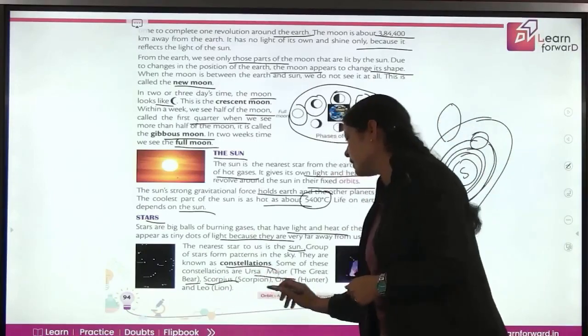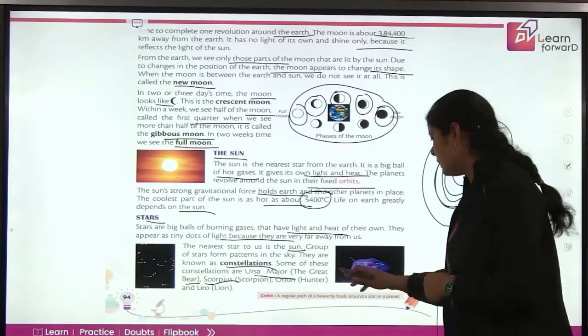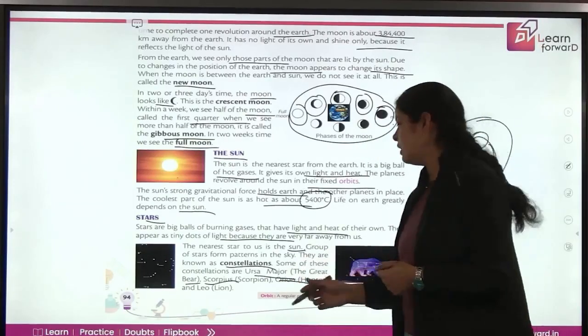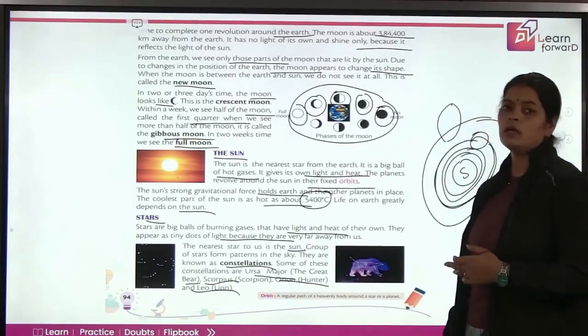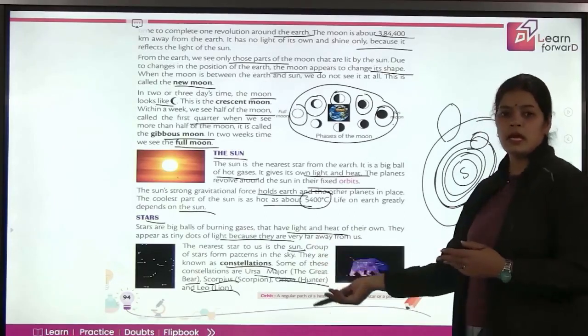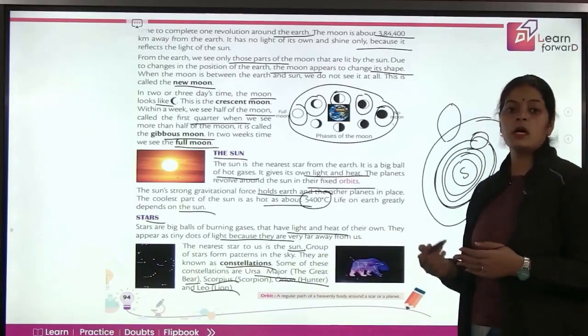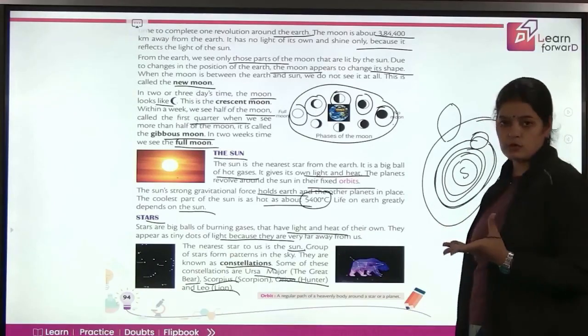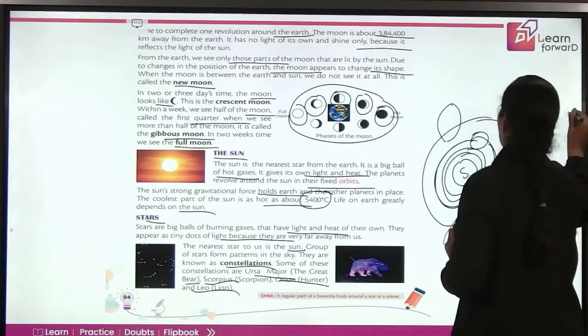Scorpius, that is something like a scorpion. The Orion, the hunter, and Leo, the lion. Leo resembles a lion. The Orion resembles a hunter with a bow and arrow. Now Scorpius is like a scorpion, and this is the Great Bear.